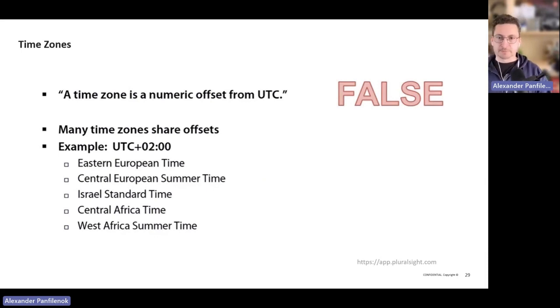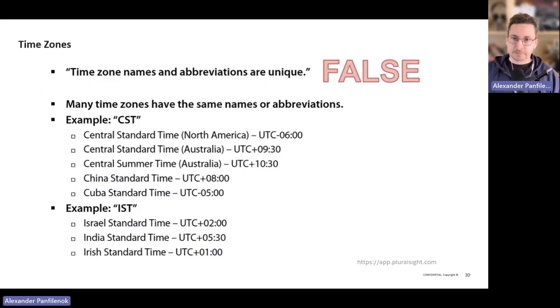Let's briefly go through some fallacies about time zones. Fallacy number 1. A time zone is a numeric offset from UTC. And this is not true because of the definition we stated before. And more than that, sometimes different time zones can have the same UTC offset in some periods of time. Fallacy number 2. Time zone names and abbreviations are unique. This is not true because many different time zones can have the same names and abbreviations. Here are some examples.